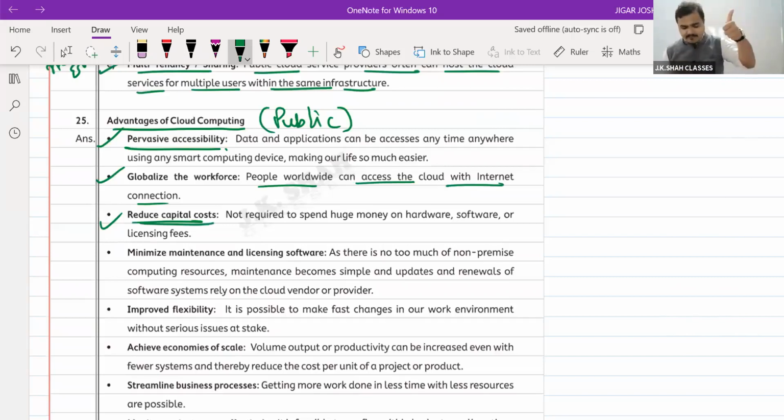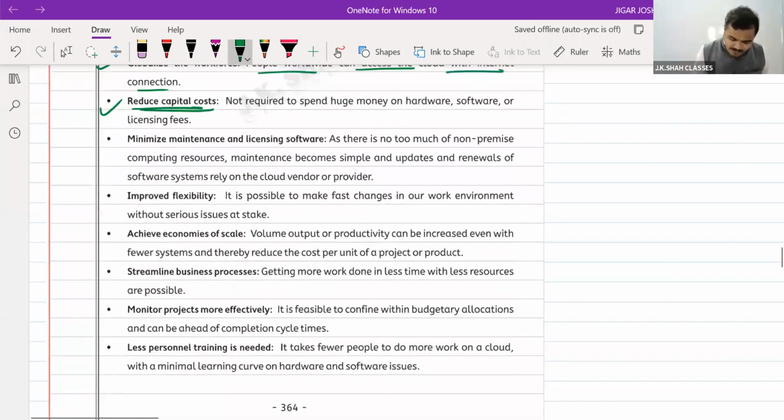Do I require 24/7 electricity? No. Cooling facility? No. IT professional? No. Website designer? No. Any software or any license? No, sir. Everything will be given by them. You just need to pay them. So it reduces my capital cost. Understood? Agreed, sir. Second, you do not require to buy anything, which will minimize the maintenance as well as licensing software.